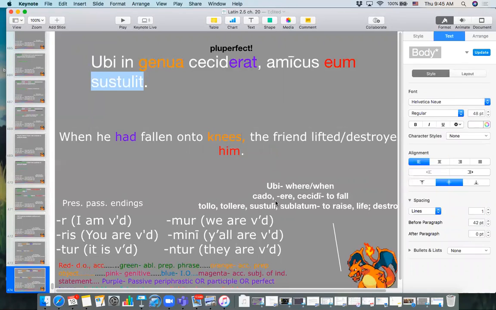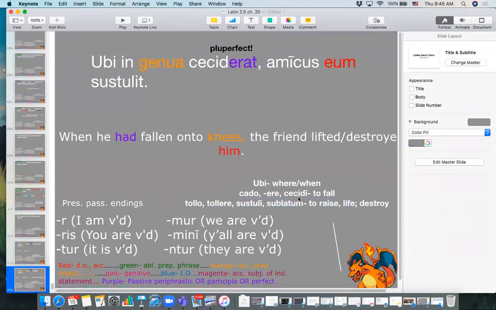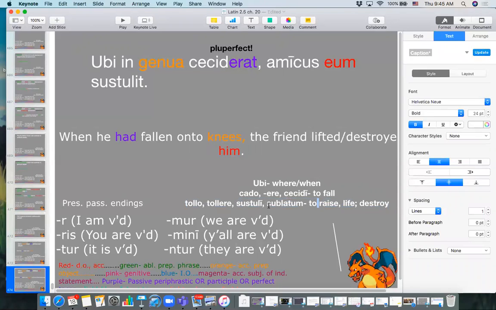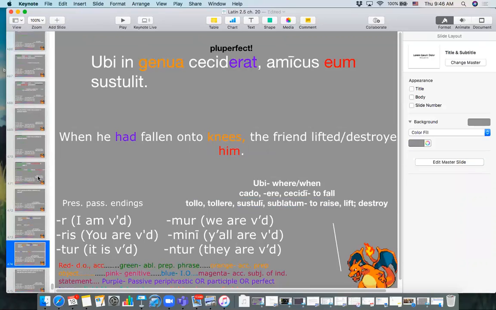So sustulit is from this truly awful verb. I mean, look at this thing, guys. Tollo, tollere, sustuli, sublatum. Like what? This is related to a really weird verb that they give you in like chapter 31. We'll talk more about it at that point. But not only is it changing drastically from its first two principal parts to its third principal part to be perfect tense, it can mean to raise or lift, or destroy. That's really wild. Why would it mean totally opposite things? Anyway, it can mean like 20 things actually, but it's generally this thing.